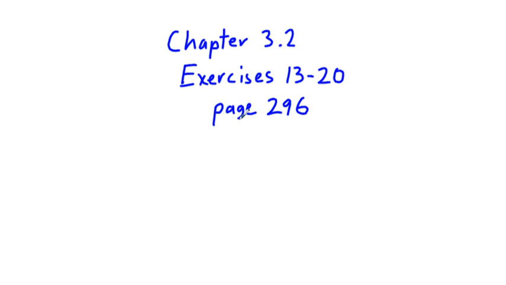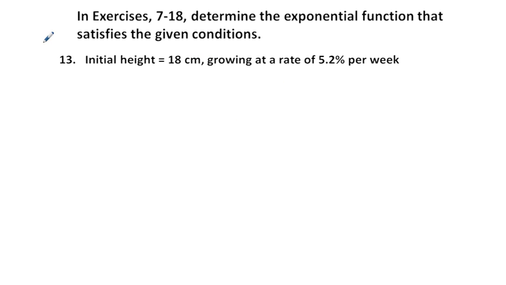Chapter 3.2, exercises 13 through 20, and this has to do with exponential and logistic function modeling. In exercises 7 through 18, determine the exponential function that satisfies the given conditions. And here we have 13, an initial height of 15 centimeters growing at a rate of 5.2% per week.